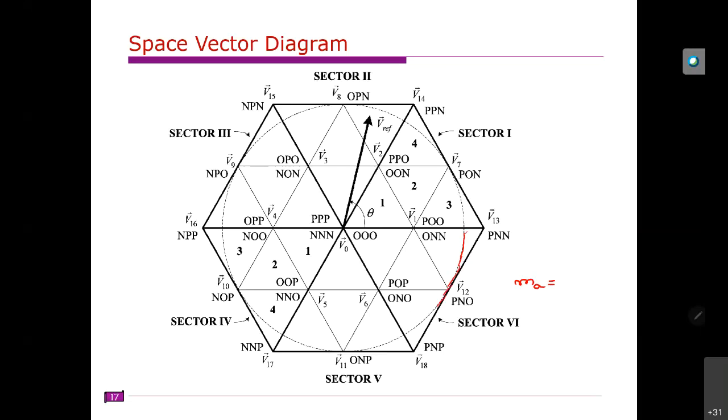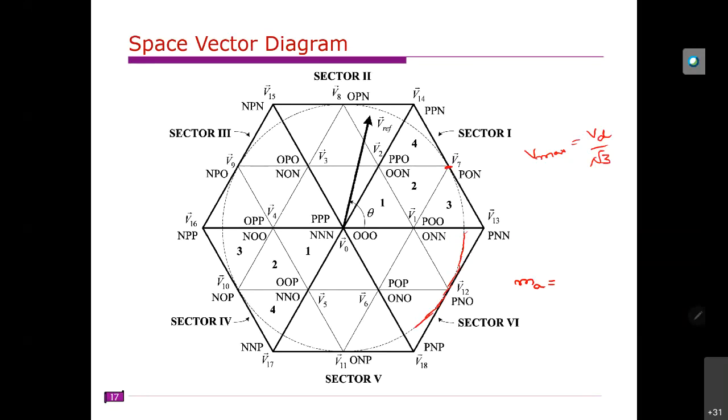You remember when we were discussing the 2-level, what is the radius of this circle? Yes, so that is equal to its magnitude, right? We already know that its magnitude is Vd by √3. So that means the maximum voltage we can get is Vd by root 3.